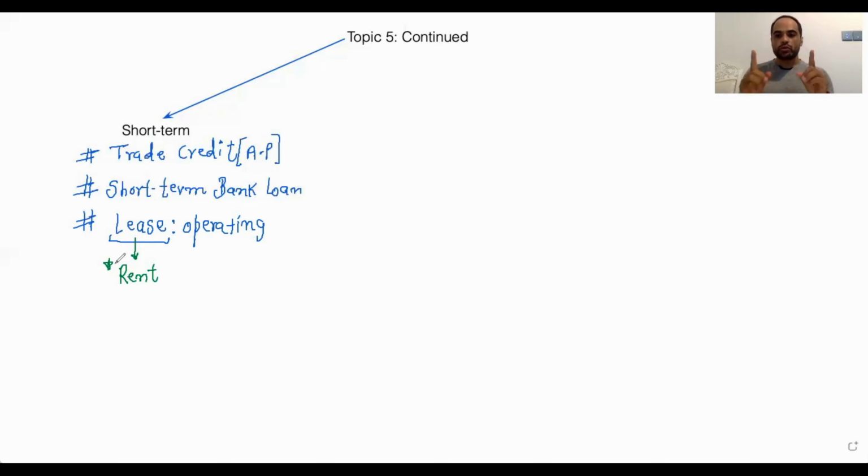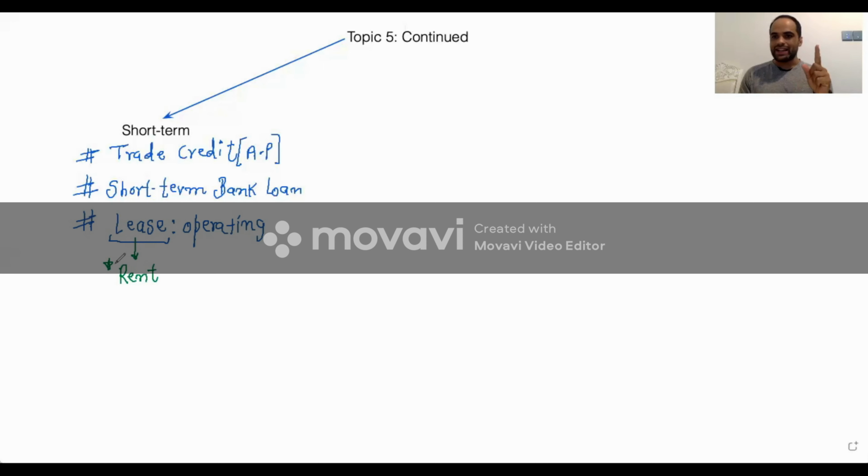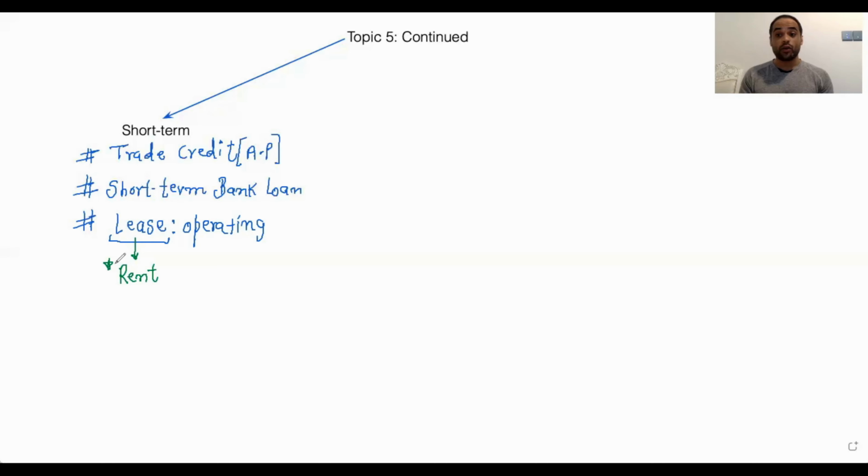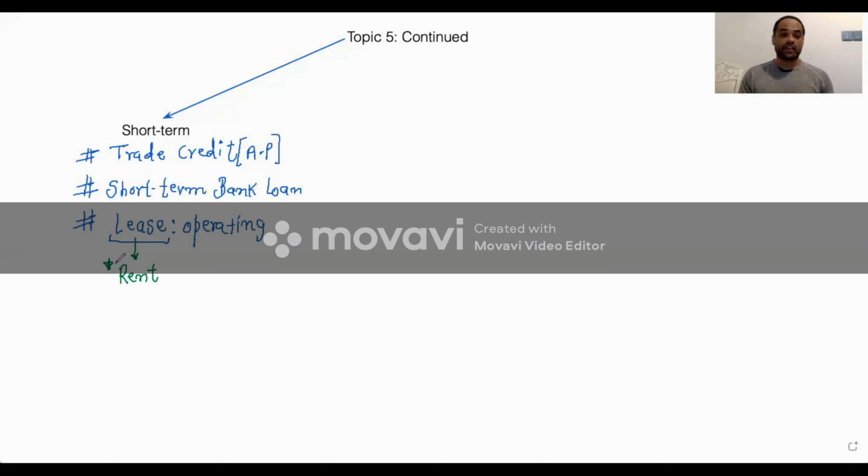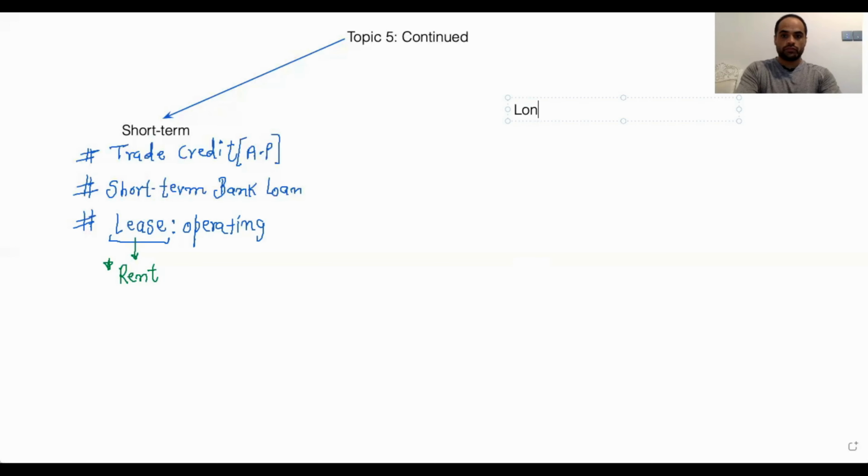Now, there are two types of lease: operating lease and finance lease. Operating lease is a short-term source of finance, and finance lease, sometimes we call it capital lease, sometimes finance lease, is your long-term source of finance. So I'm explaining both at the same time. Let me write down here, long-term.